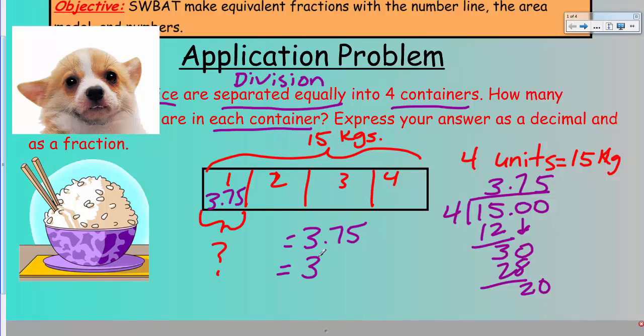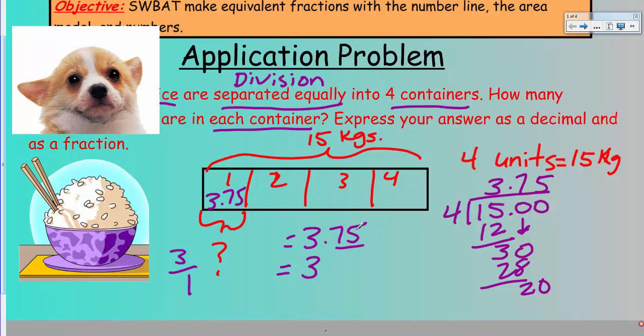Okay, now interesting, the 3 doesn't change because the 3 is the whole. We can't put that as a fraction. I mean, you could put it 3 over 1, but that's basically your whole number part. So then we just need to take this 0.75 and represent that as a fraction.